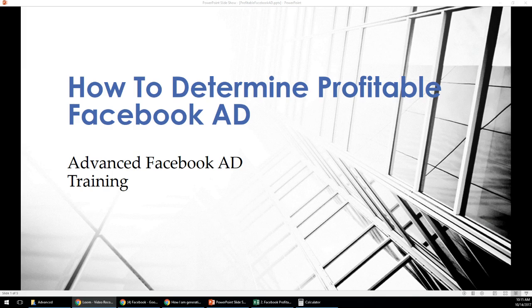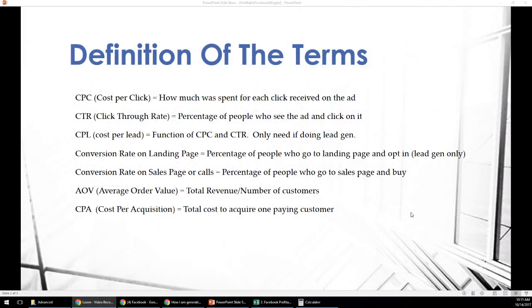So let's talk about the key performance indicators in this case. We're going to talk about first cost per click. As you can see, I kind of lay down the definition of all of these. These can be found on Facebook too. So cost per click is basically how much we spend for each click received on the ad. So anytime that somebody clicks on our ad, how much that's costing us.